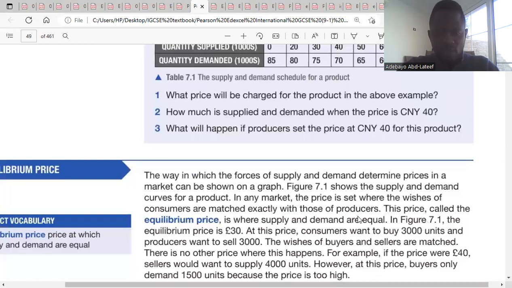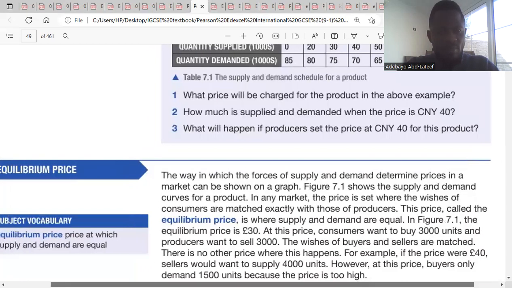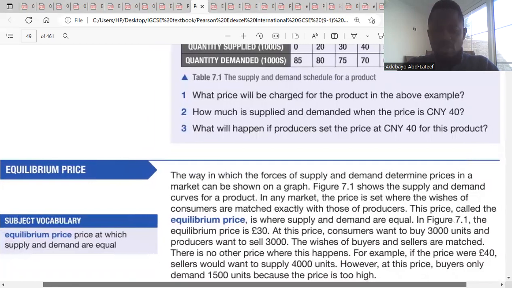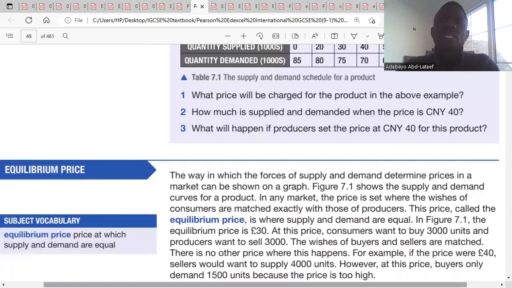When we talk about market equilibrium, we're talking about equilibrium price. Equilibrium price is the price of agreement between the quantity demanded of a product and the quantity supplied. That means a price at which the quantity supplied in the market is equal to the quantity demanded in the market. The price at which they are equal is called the equilibrium price. I think it's clear.